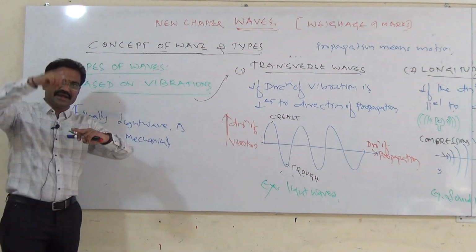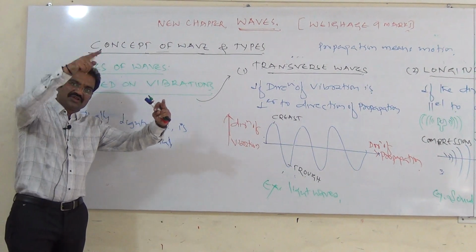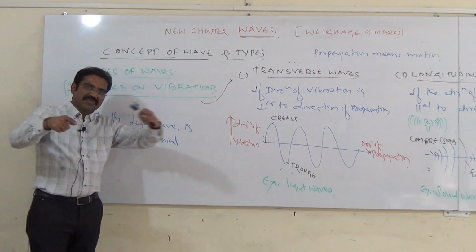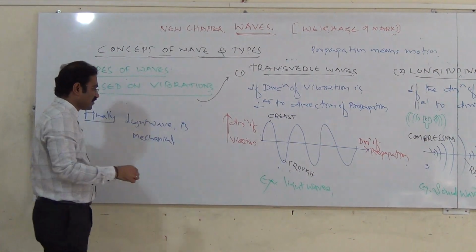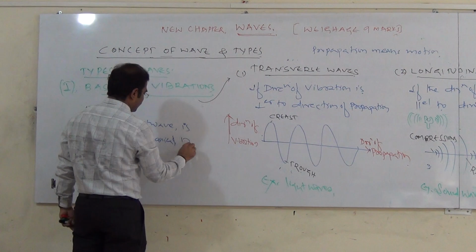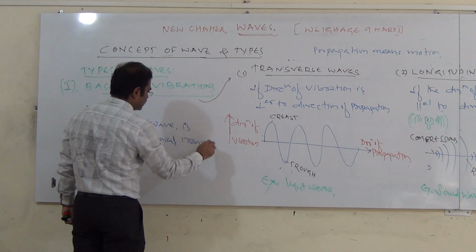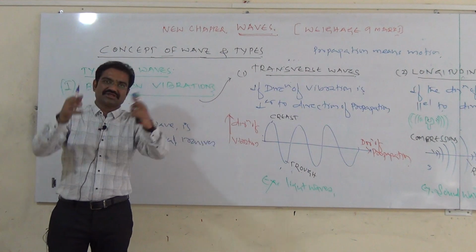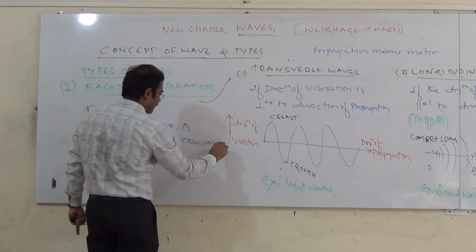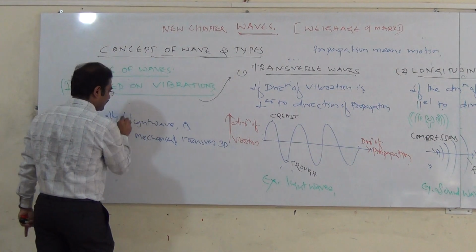So how does it propagate? The particles vibrate perpendicular to the direction of propagation, therefore it is transverse. And light propagates in all the directions, therefore it is 3D. This is the light wave.